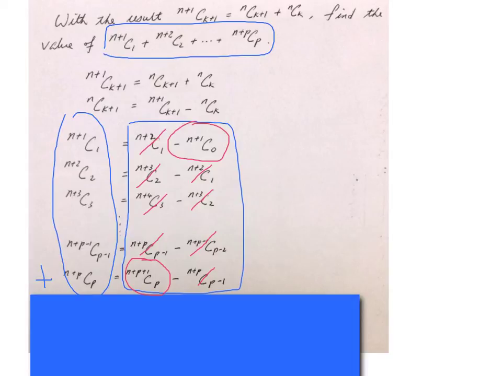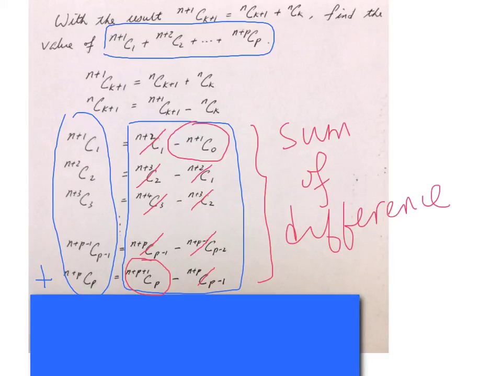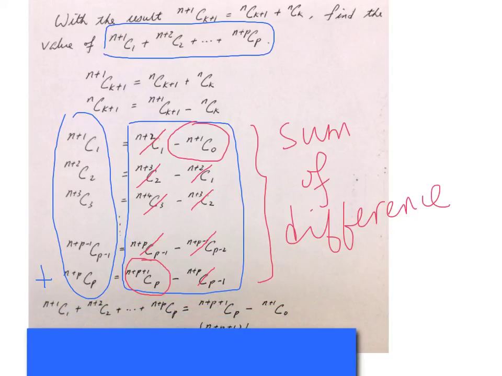And the method we are using here is called the sum of differences. Therefore, (n+1)C1 plus (n+2)C2 continuously up to the term (n+p)Cp is (n+p+1)Cp minus (n+1)C0.